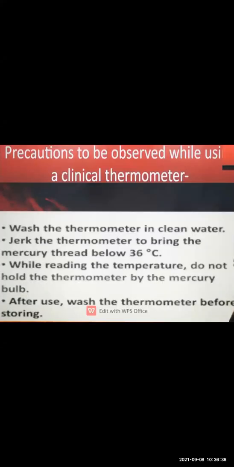After use also you have to wash the thermometer. Before use you have to wash, and after use also you have to wash, so that the mercury comes to the normal temperature.